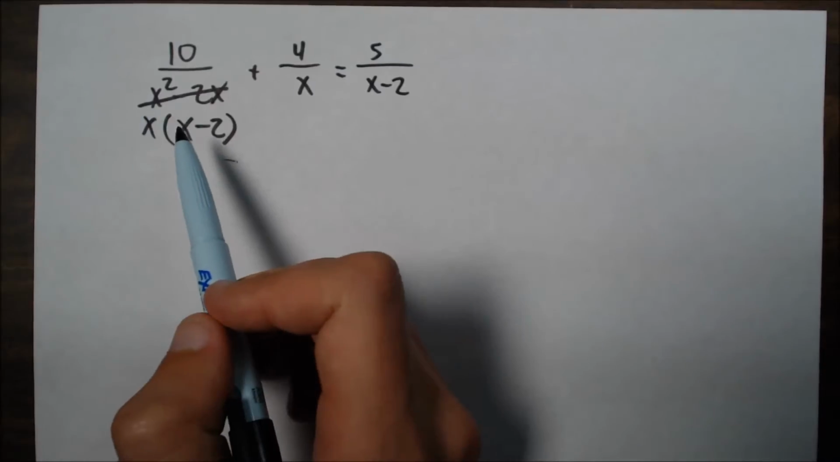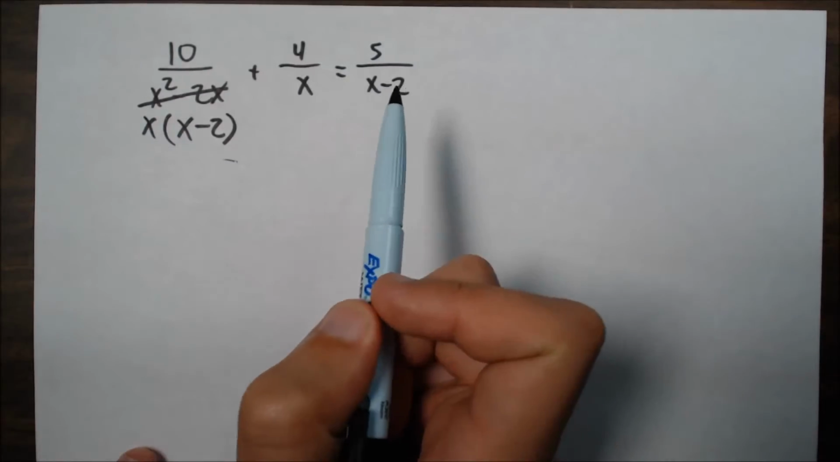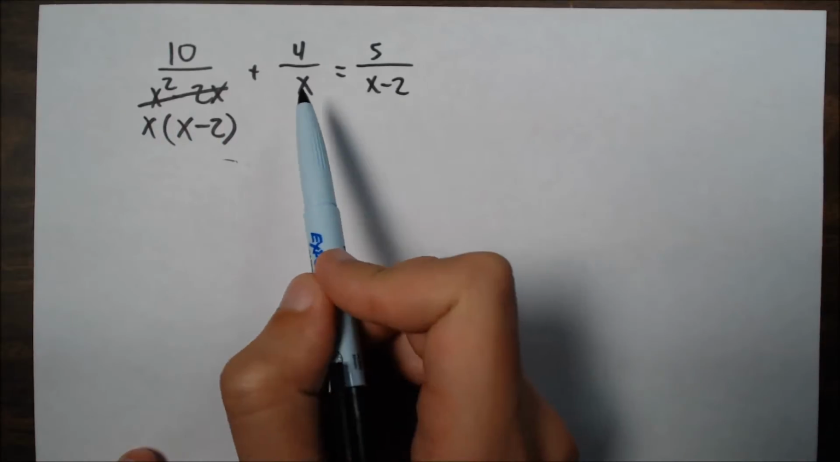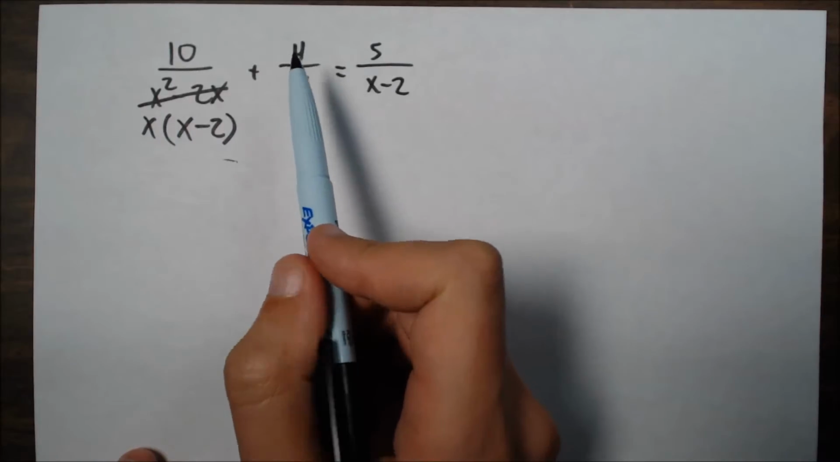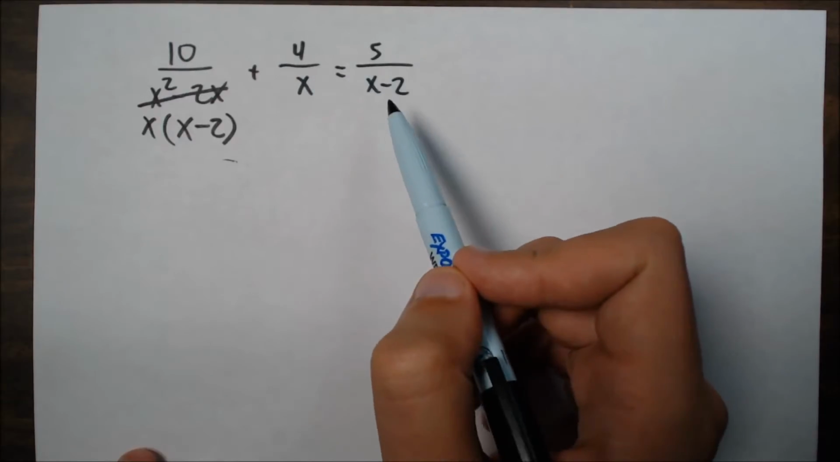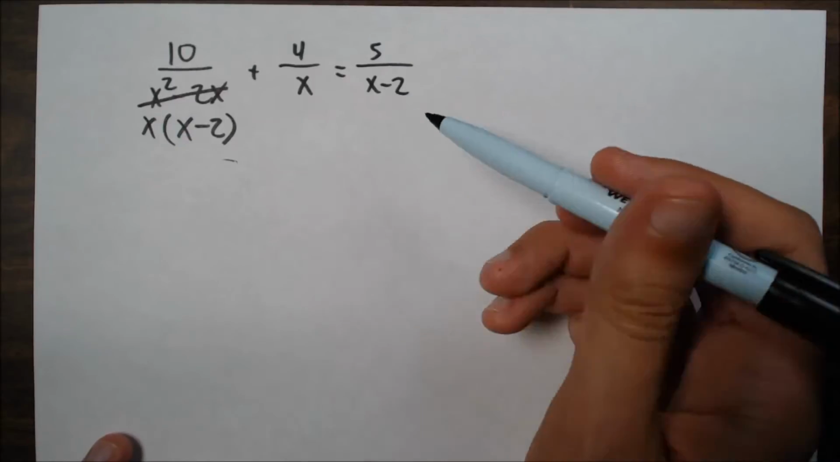Okay. Well, if you notice, this denominator is the product of the other two denominators. So this will be the common denominator. I just need to make these two denominators look like that. So I need to multiply this fraction by x minus 2 on the top and bottom, and I need to multiply this one by x on the top and bottom. So that's going to look something like this.